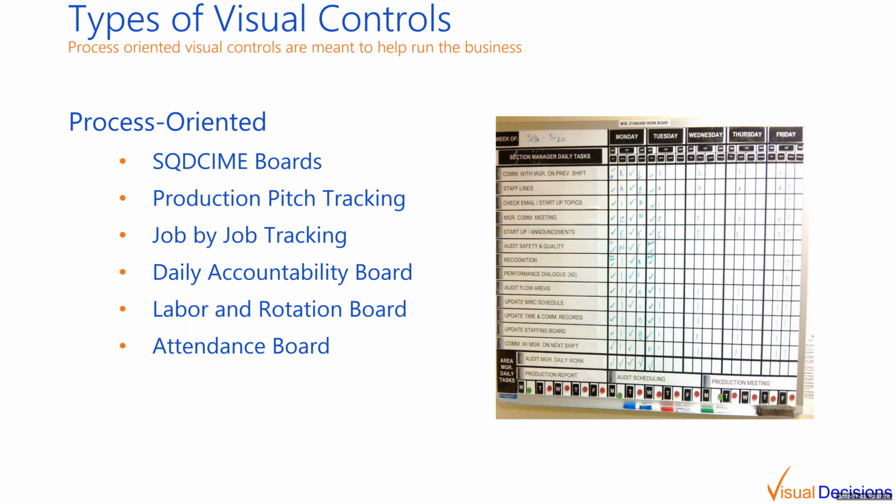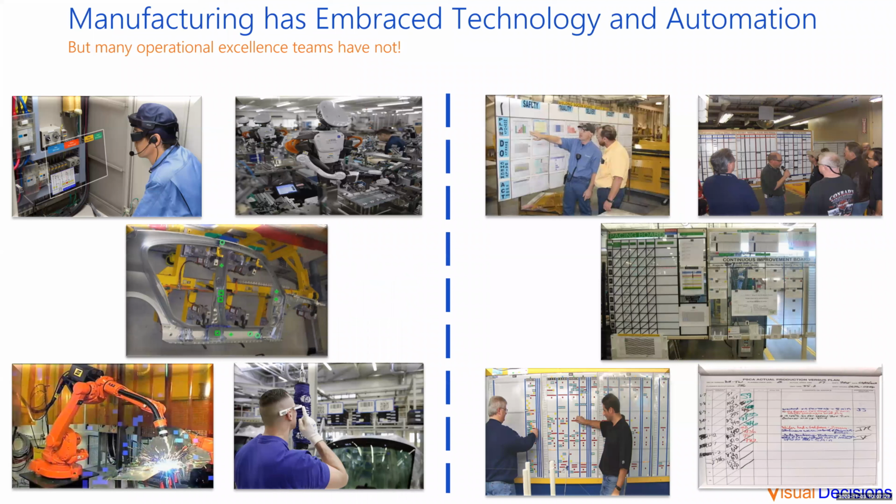But no matter what the purpose, you see a lot of the same type of whiteboards and paper, stuck to cork boards and things like that. And just one quick note is that manufacturing has really embraced technology over the past, well, always.